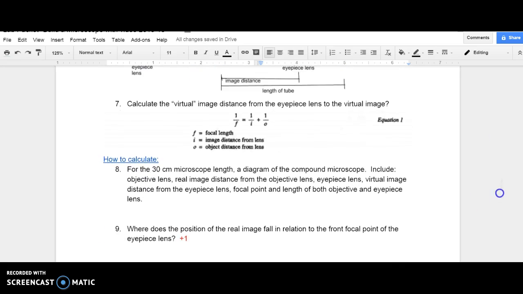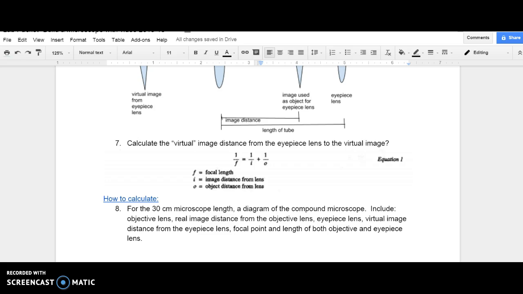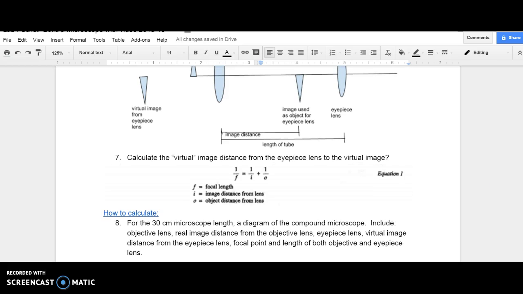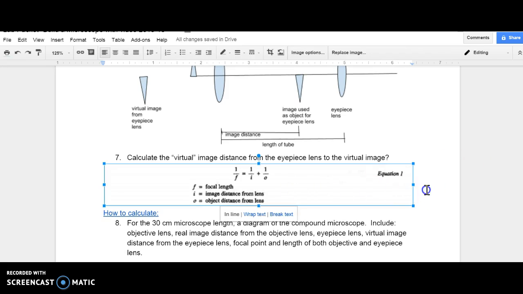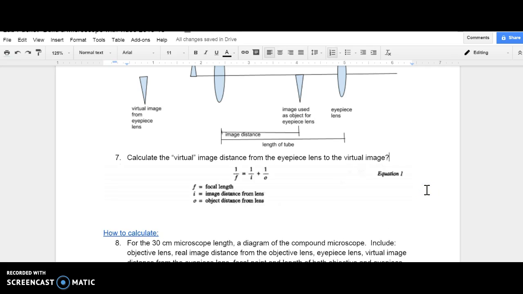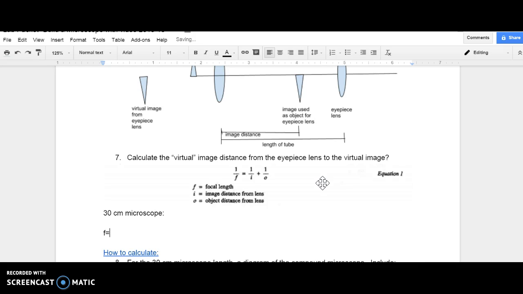Well, what are we going to do with that? Well, in number 7, it says to calculate the virtual image distance from the eyepiece lens to the virtual image. So you just use, I'll just do it for the 30 centimeter microscope. I said F equals 10 centimeters for the eyepiece lens. O for the 30 centimeters is equal to 12 centimeters, I said.